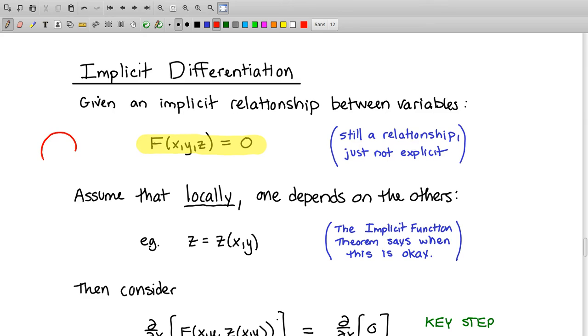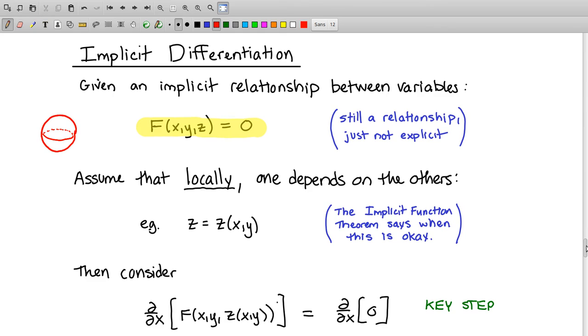So for example, say you have a sphere, x squared plus y squared plus z squared equals 1. You can't describe that whole sphere with a function of this form, but you can describe the top half in that form, right? So if I'm anywhere on the top half, let's just assume that I can locally describe the function in this way. And what we'll find out is that you don't even have to be able to solve for z to make this work. We just have to assume that it's okay to do that in some vicinity of the point in question.